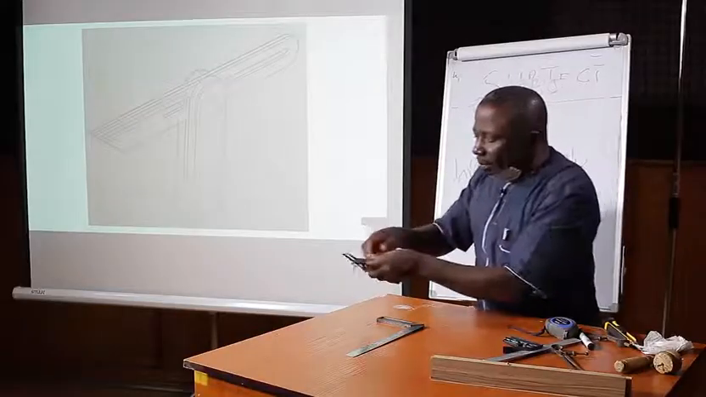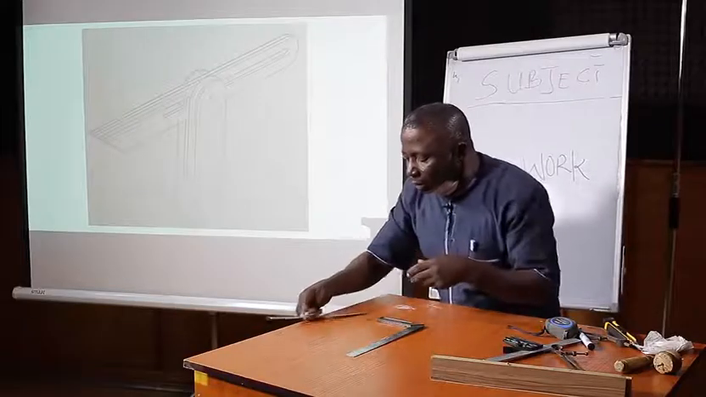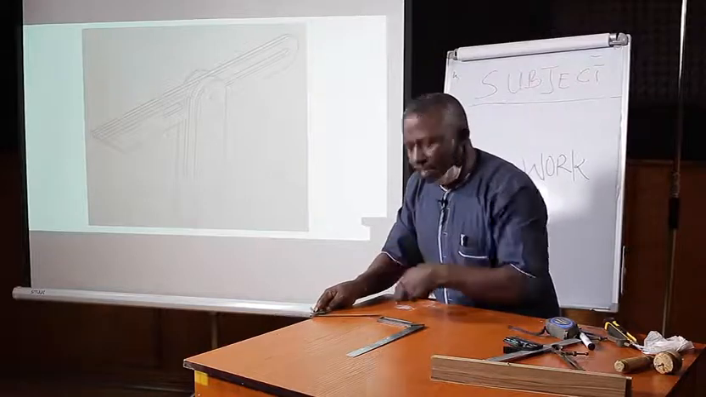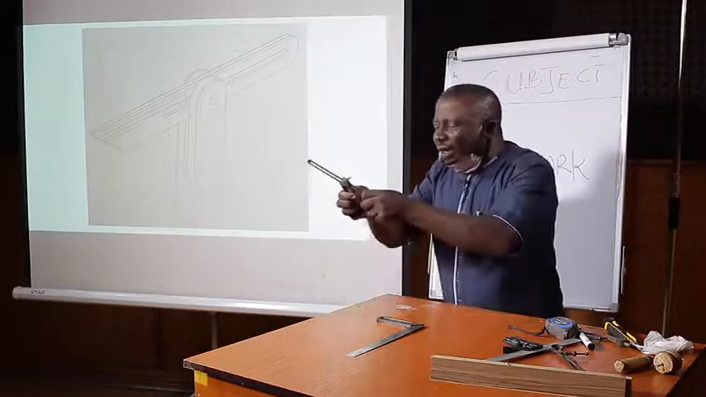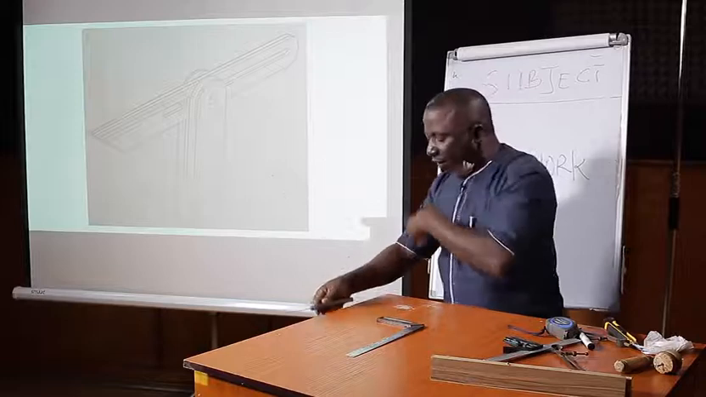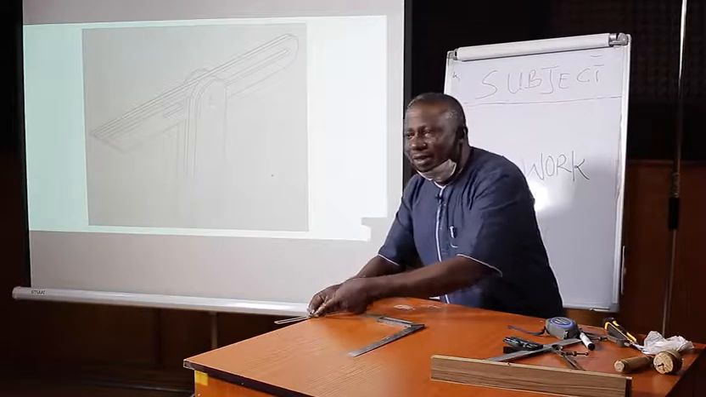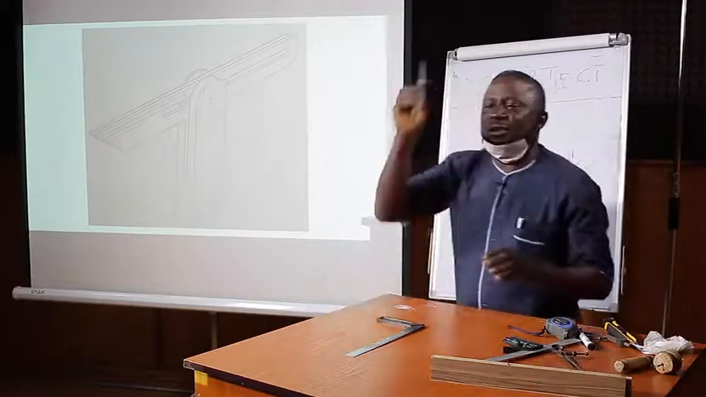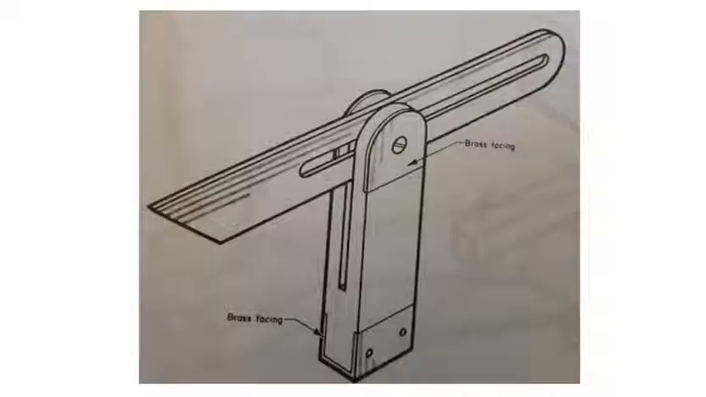And so you can put it on the surface that you want and mark. Create the mark that you want. If you want a lesser angle than 45 degrees, you can still mark it on the surface. That is the use of the sliding bevel. You can see on the drawing, the blade is held to the stock by a screw.